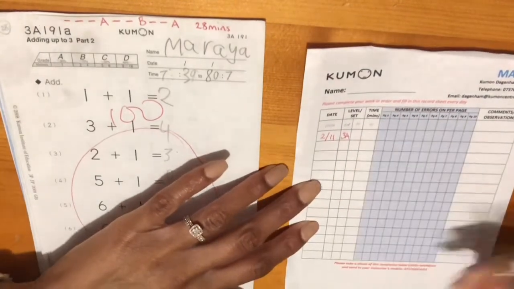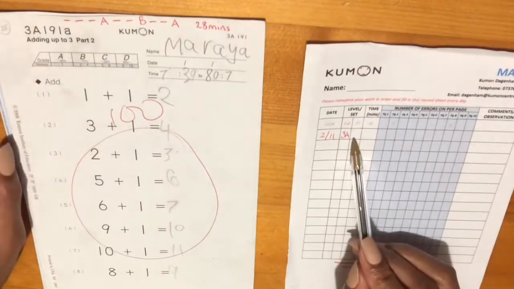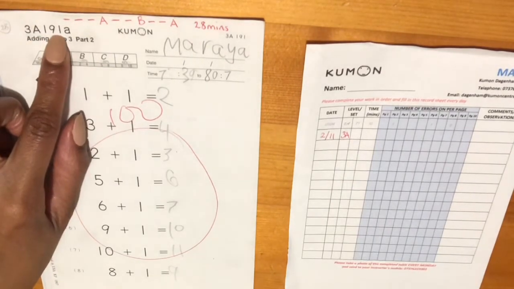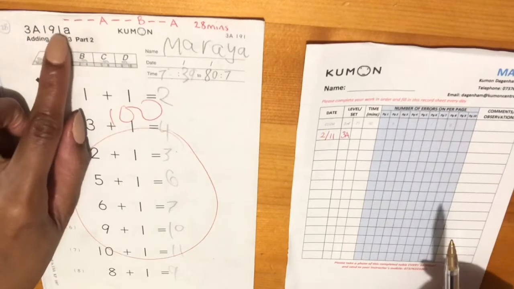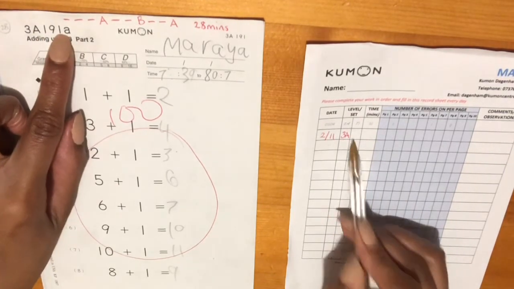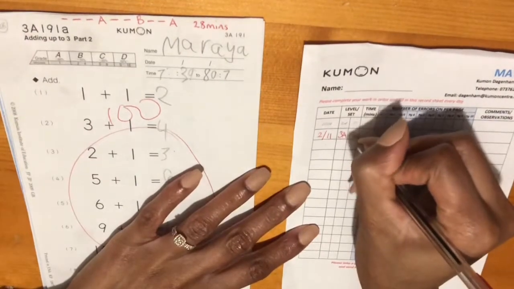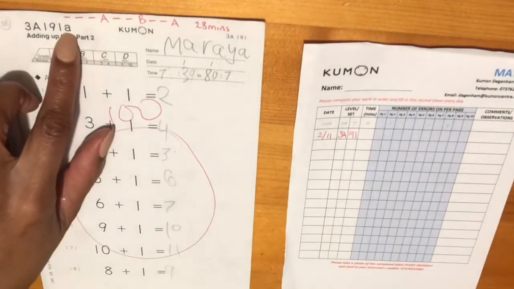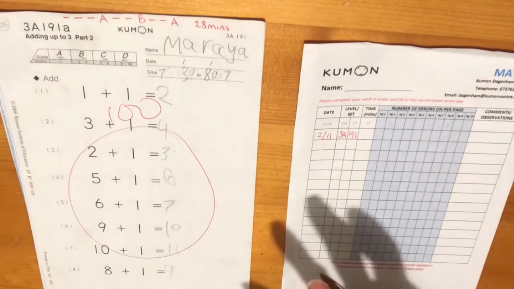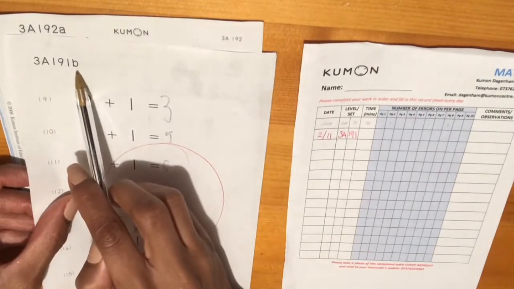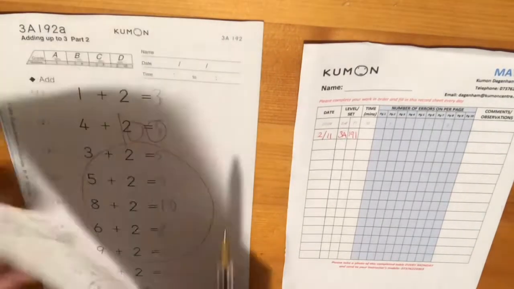3A. And then it's the number that follows after for that booklet. So this is 3A191. The level is 3A and the booklet number is 191. We don't need to include the A. The A just represents the first side of the page and B represents the second side of the page as discussed, but the actual booklet is 191, okay?